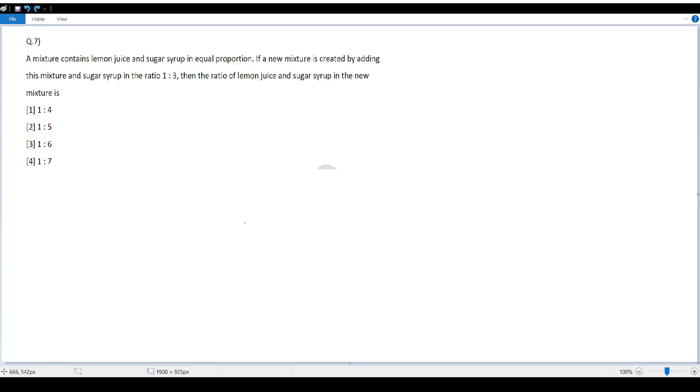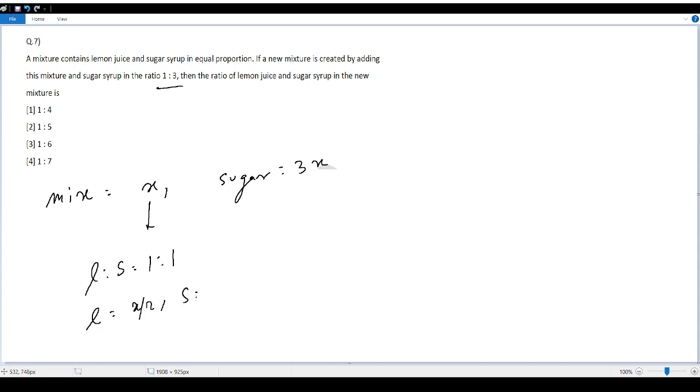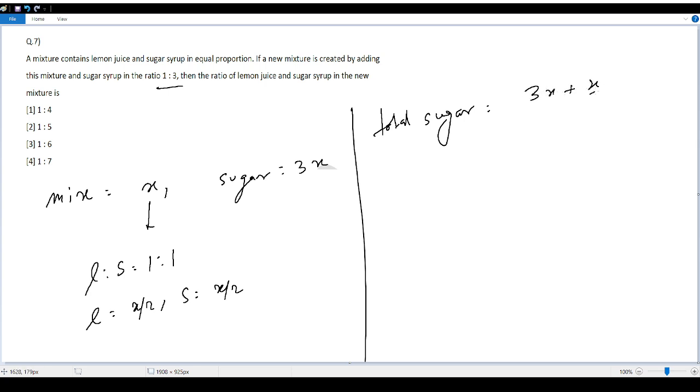Okay, so that means you say I take the mixture as x and the sugar syrup in this new one as 3x, right? Now since in this mixture, lemon is to syrup ratio is 1 is to 1, that means lemon is x by 2, sugar is also x by 2, right? So what is the total sugar syrup? That is 3x by 2 plus x by 2, which is 7x by 2. And what is lemon? That is x by 2.